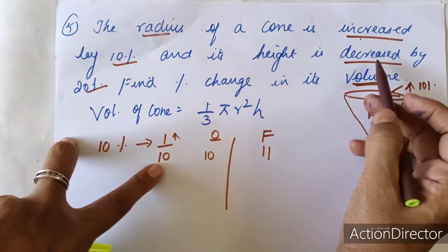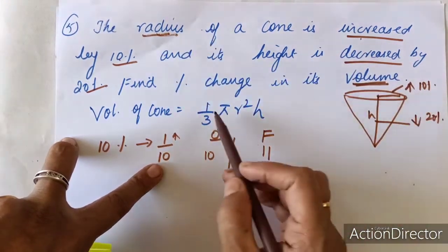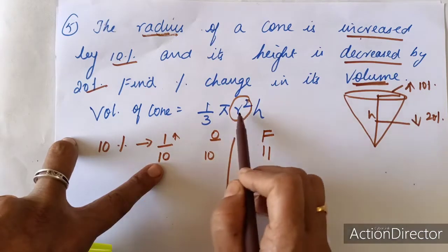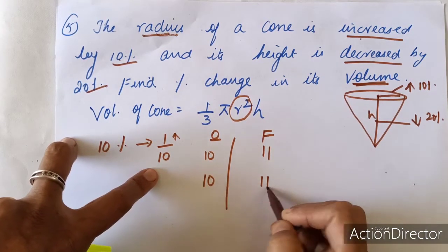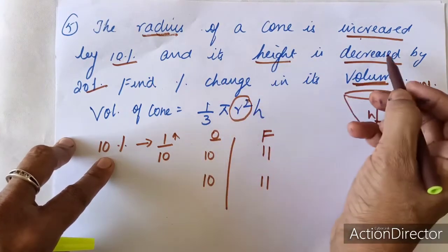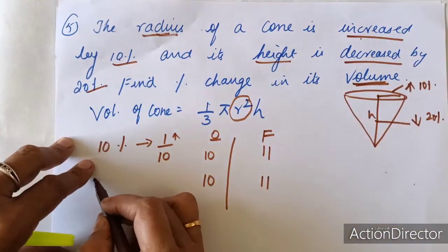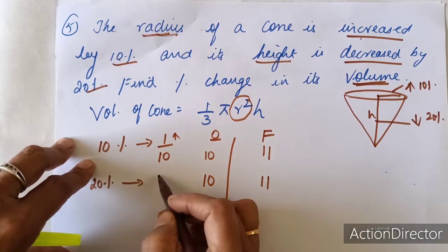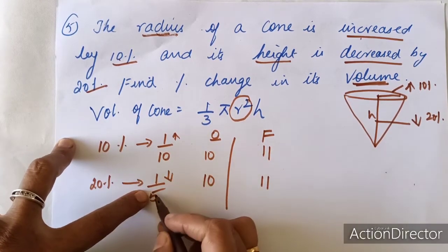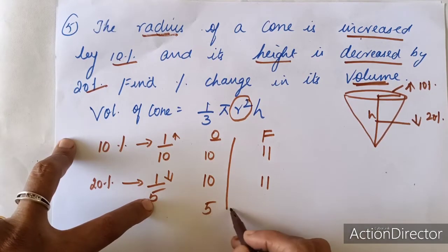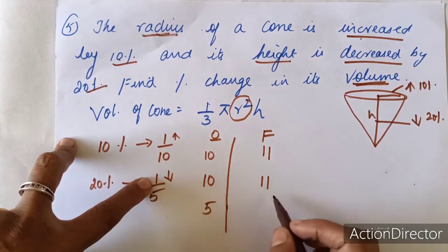And you know radius is written how many times it is coming here? 2 times, r square. So I'll write one more time 10 and 11. Now coming to height, height is decreased by 20%. So 20% is written as 1 upon 5. Since it is decreased, put the downward arrow. So original is 5 and it is decreased, so it will become 4.